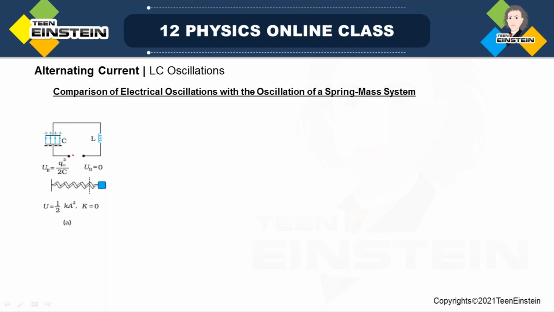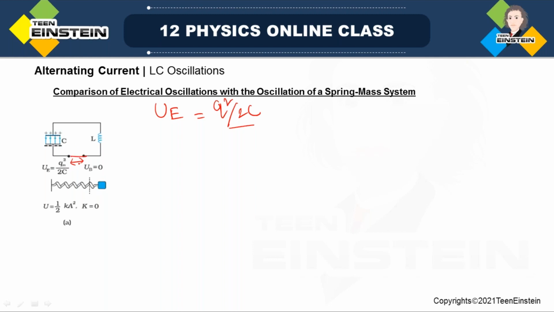See, when the capacitor is fully charged and it is connected to the inductor, but the circuit is not yet closed, so this is still open. In that situation, as I said, the fully charged capacitor will store electrical energy, which is given by q square by 2c. So this is the electrical energy stored in the capacitor.